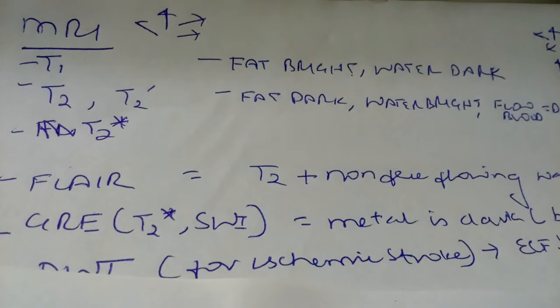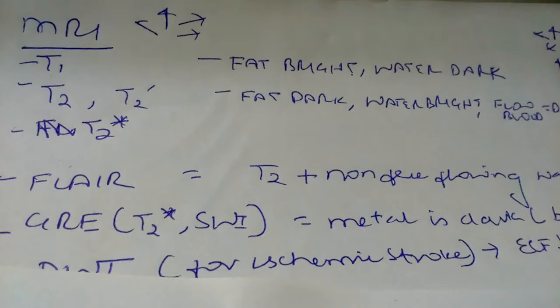I'm going to talk about the MRI today. Now, MRI physics is basically a bit complicated. The first thing to know is that MRI is based on the application of a magnetic field to the human body. The human body consists of a lot of protons. Basically, water has protons, fat has protons.